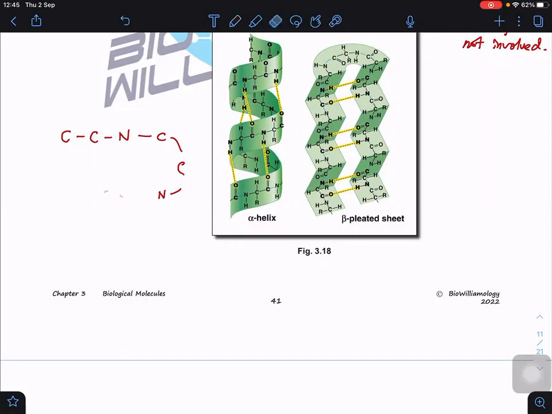Okay, let me do something. C, N, and C, N, for example. And you can see that here we have C double bond O H. Clear or not? Okay, and then C double bond O H, and this C was C double bond O. Oops, sorry. This one, C double bond O and H, for example.